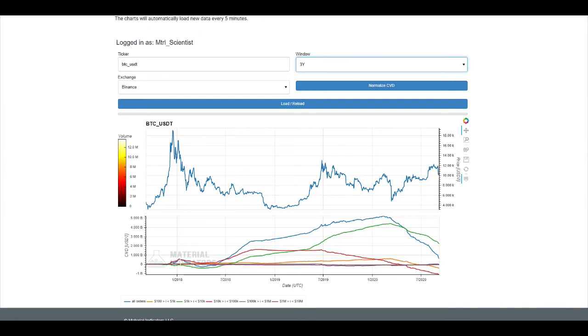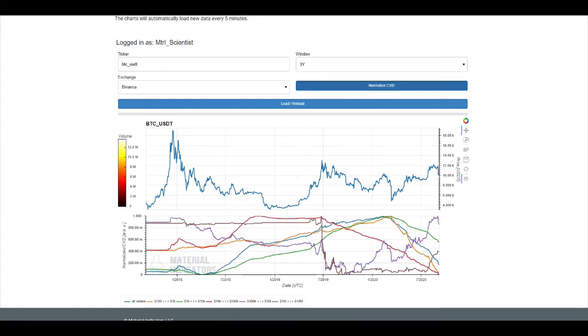And as you can see, the absolute CVD is not very helpful here. But as soon as you switch to the normalized view, you can see that at the top of $14,000 last year, whales aggressively started selling. Whereas after the flash crash in March this year, whales aggressively started buying while everybody else sold. So this gives you unprecedented information on the market sentiment.